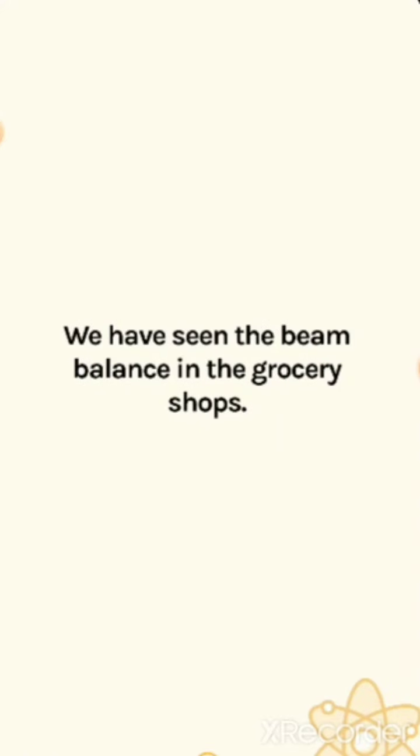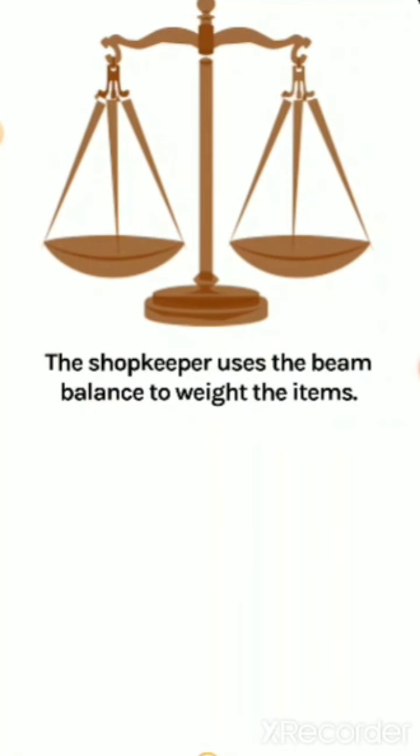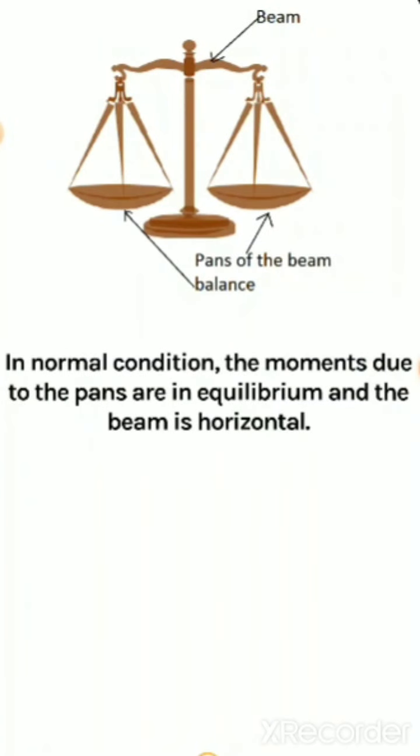We have seen the beam balance in grocery shops. The shopkeeper uses the beam balance to weigh the items. Whenever we ask for 1 kilogram of some item, they measure it with the help of a beam balance. In normal condition, the moments due to the pans are in equilibrium and the beam is horizontal. It is a balanced condition.